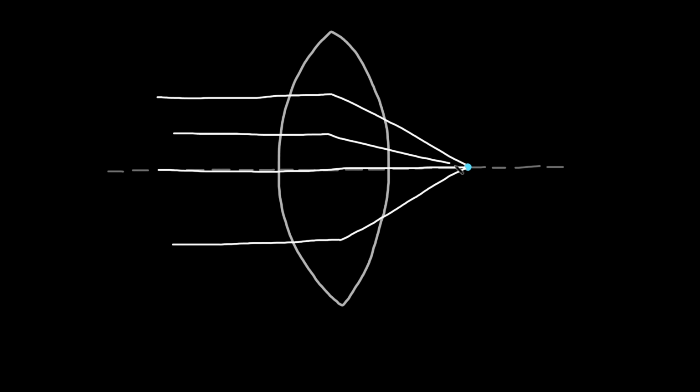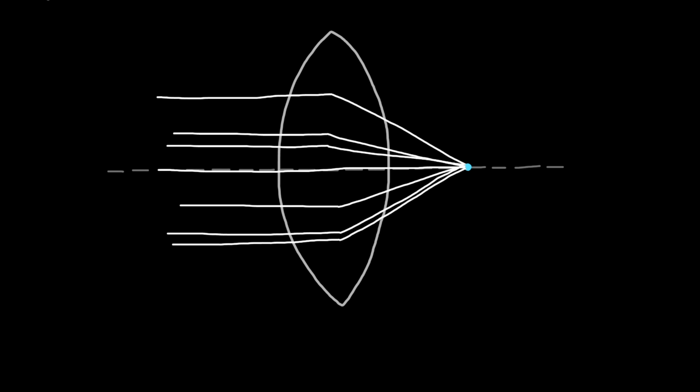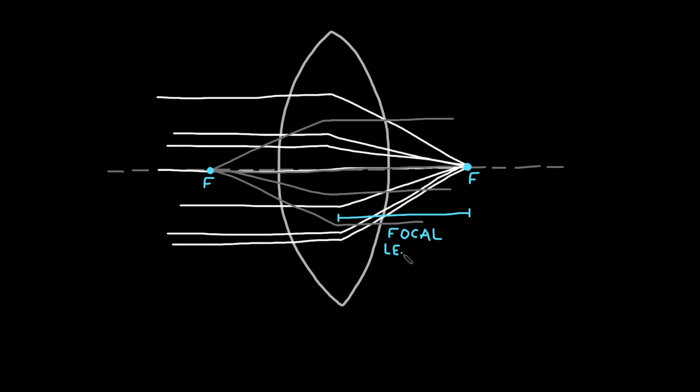When light traveling parallel to this axis enters a convex lens, it will be refracted towards a point on the other side of the lens. Every beam of light that enters the lens in the same way will be refracted towards that same point. We call this point the focus. The same effect occurs if the light enters from the other side of the lens. It will converge at a focal point on the opposite side of the lens. The distance between the lens and these 2 points is called the focal length. The focal length is the same on both sides of the lens.